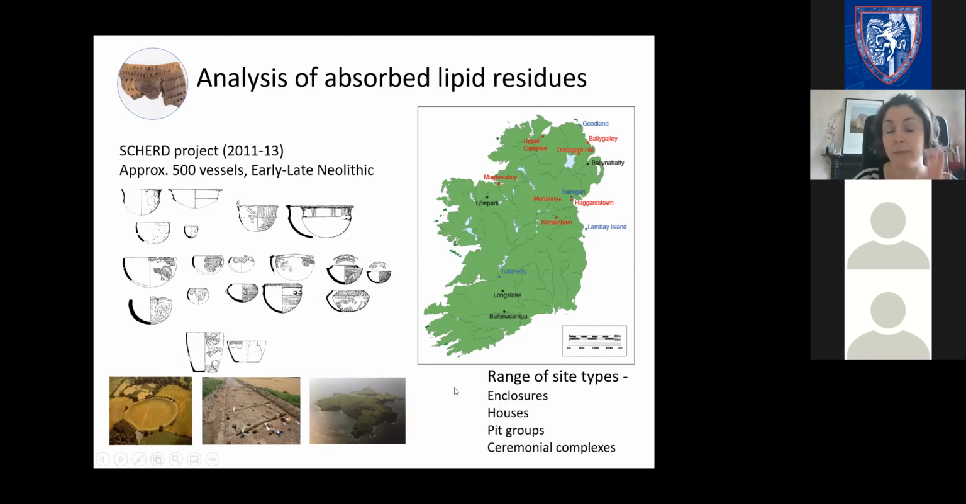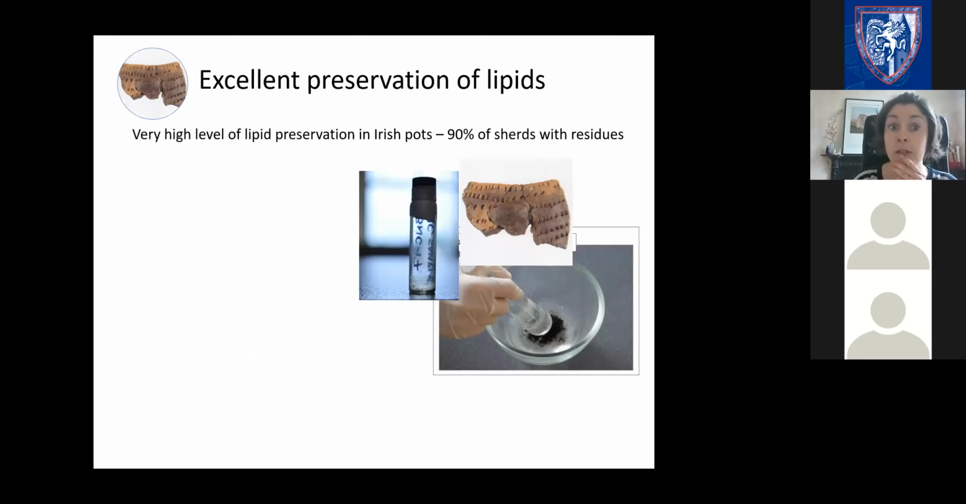We didn't realize going into this in 2011 that the preservation was magnificent. Conversely, the acidic soils, which are so problematic for preserving bone, actually enable better preservation of lipids in the pot. The Irish climate as well, you don't get extremes, it's not very hot, not very cold, quite temperate, quite damp, which is actually quite good for lipid preservation. So 90% of the sherds I looked at in that study had archaeological residues surviving. It was an amazing repository.